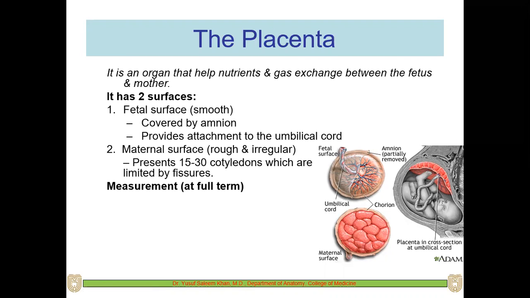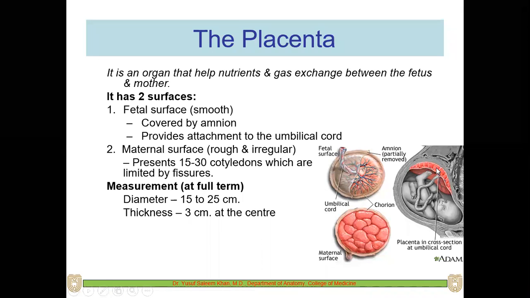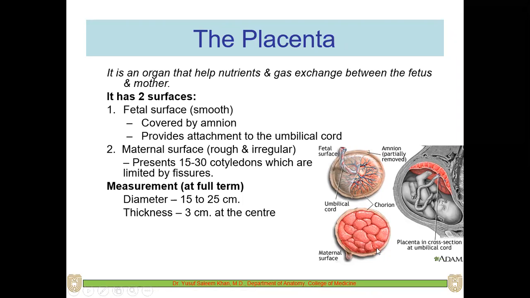If you measure this placenta at full term, meaning after 40 weeks of pregnancy, the diameter will be almost 15 to 25 centimeters. It varies from 15 to 25 centimeters. And the thickness is usually around 3 centimeters at the center. This is the thickness, and this is the diameter, which is around 15 to 25 centimeters.